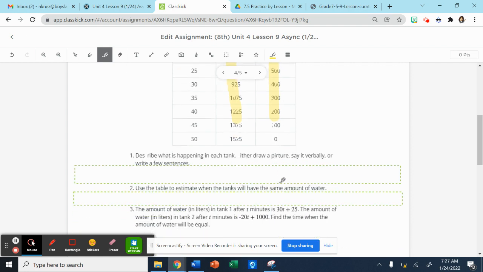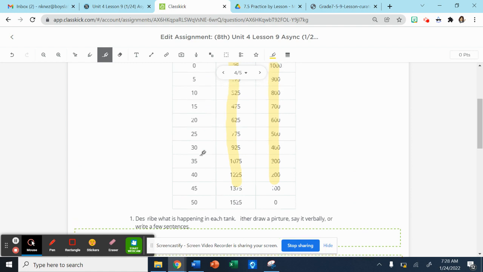Now, question 2 says, use the table to estimate when the 2 tanks will have the same amount of water. And so you can either draw on the table or you can write me a full sentence, but I want you to pause this video and answer question 2. Estimate when the tanks will have the same amount of water.